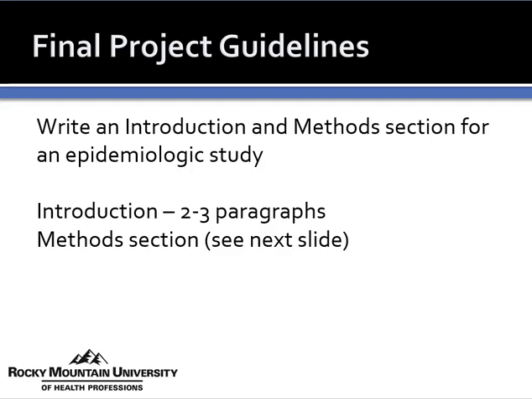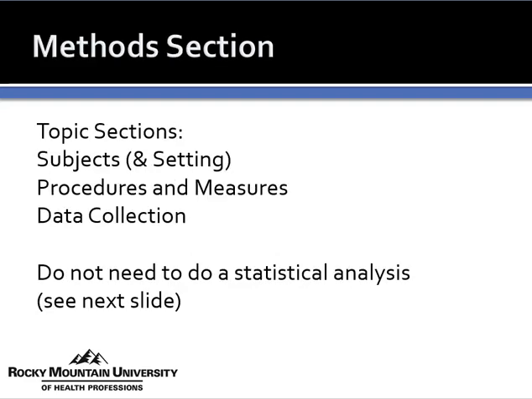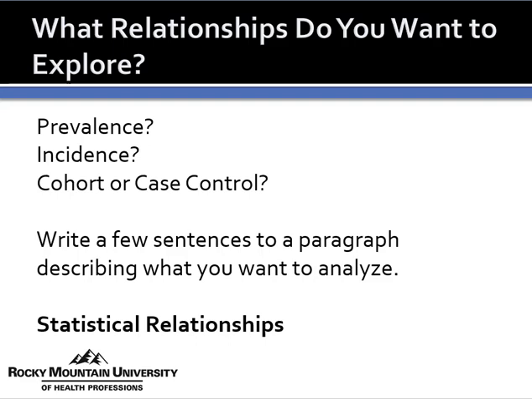The methods section that comes next, that is your recipe. So some different topic sections that you can include: subjects in the setting, procedures and measures, and data collection. Now, you do not need to do a statistical analysis section per se because you're not doing the actual work, but you should write somewhere about what potential statistics you would be using. So that's the statistical relationships.